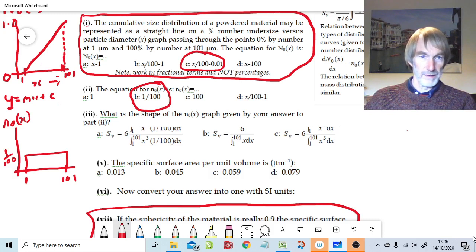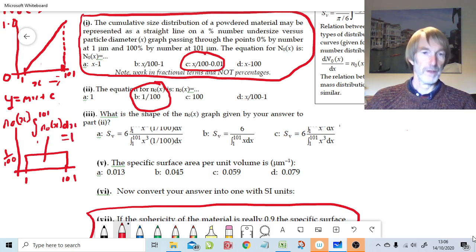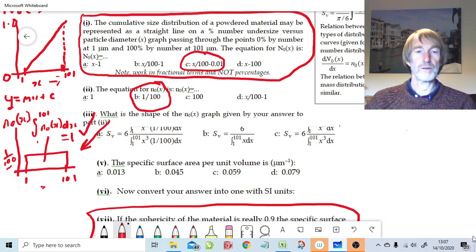Important point here is that area. I think you can see quite easily that if we integrate n naught x dx between 1 and 101, clearly that gives us an area of 1, as it should do, because that's what we sum up to in the cumulative curve. The maximum value is 1.00, and that should always be the area under the curve. And we have 1 over 100 here, multiplied by 100 here, so we're going to get unity. So what's the shape of the n naught x given in part 2? Well, that's the shape of it. And what's the significance of that shape? It helps to confirm our statement about the integration and differentiation.